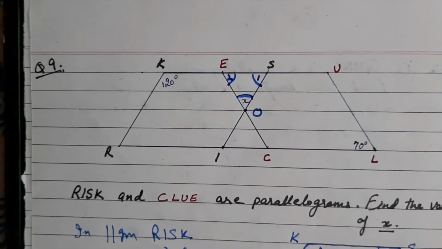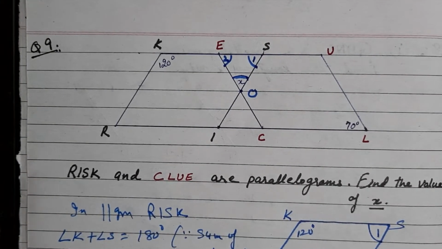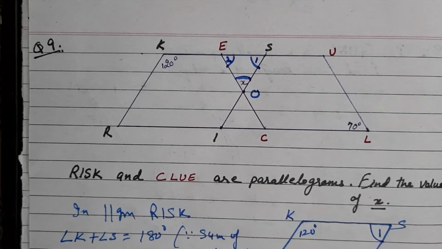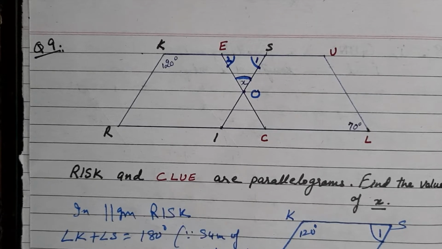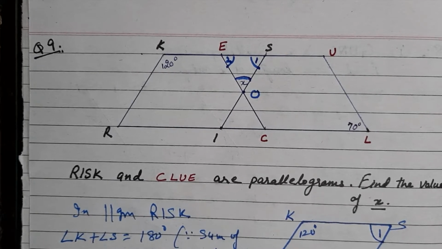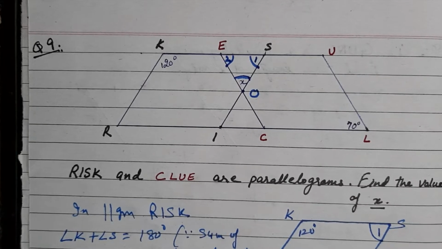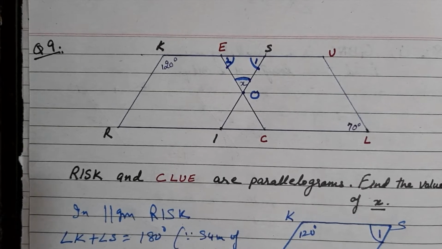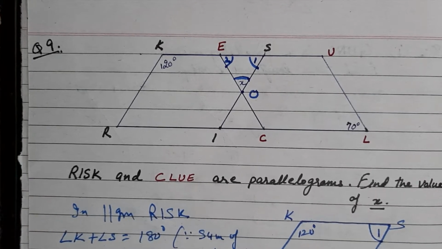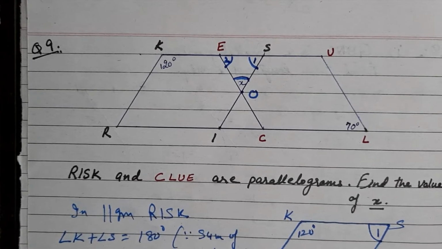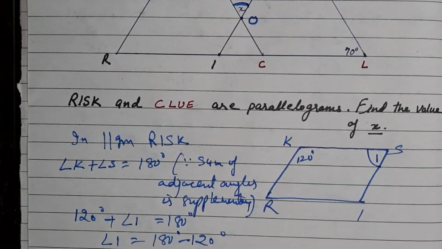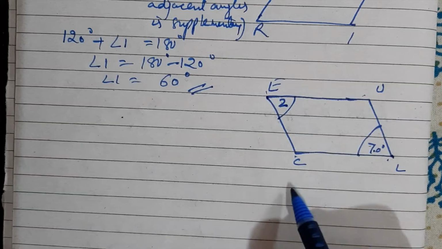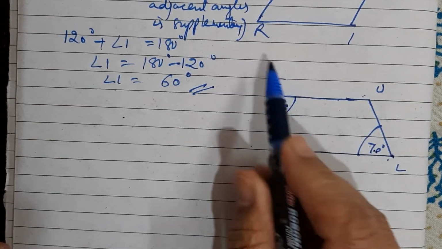Now the second parallelogram is CLUE. That also I will draw here separately. The direction of this parallelogram is like this. So the name is CLUE, where angle L is given as 70 degrees and angle E, which I have marked as 2 here. Now angle L is equal to angle E, so L will be equal to angle 2. This is the CLUE parallelogram given. This I have marked in the beginning only.